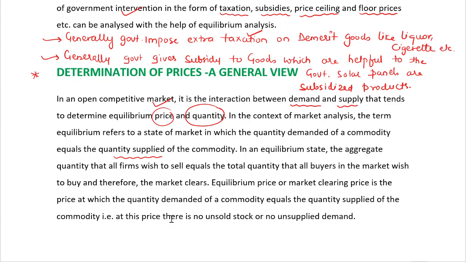In an equilibrium stage, the aggregate quantity of all the firms wish to sell equals the total quantity all the buyers in the market wish to buy, and therefore the market clears itself. Equilibrium price or market clearing price is the price at which the quantity demanded of a commodity equals the quantity supplied of a commodity, and at this price there is no unsold stock or no unsupplied demand.